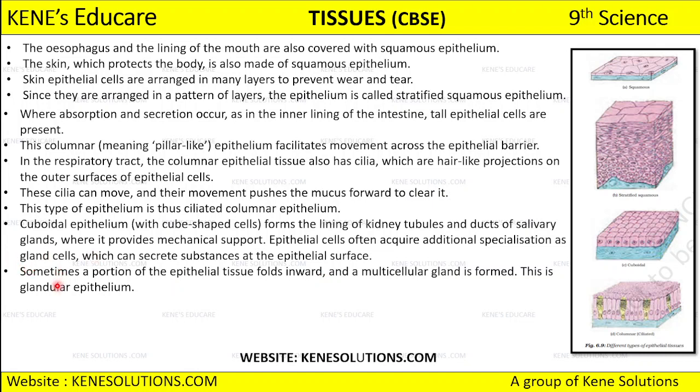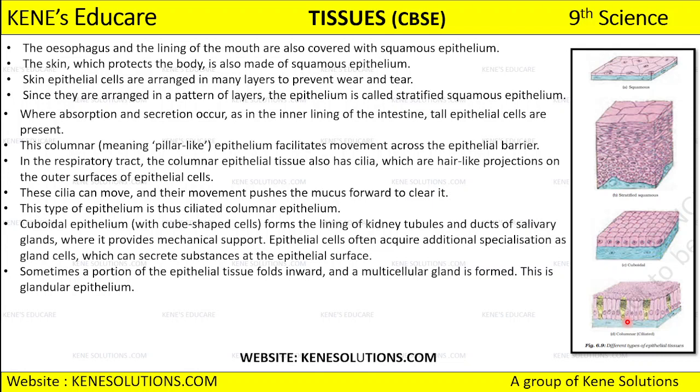Okay, so sometimes a portion of the epithelial tissue folds inward. तो आप कभी कभी देखोगे कि जो epithelial tissue है वो खुद को inward fold देता है, so that a multicellular gland is formed. Okay, so for forming this multicellular gland, this epithelial tissue का fold should be inward, and this is what we call glandular epithelium. So when the epithelial tissue is folding itself inwardly and making a multicellular gland, then we call that kind of gland a columnar gland.